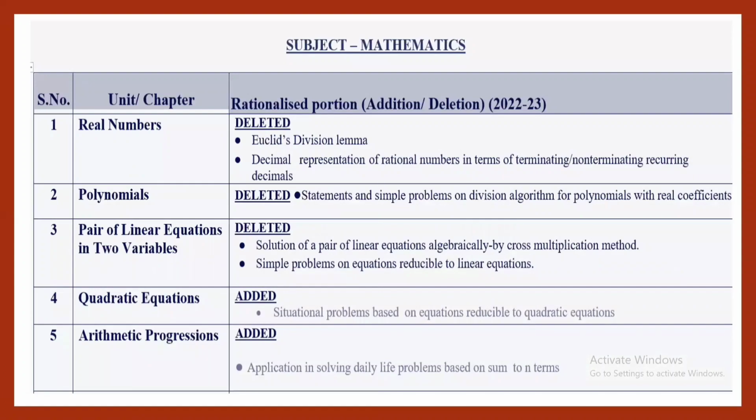Now, if you see, this is the complete list. For real numbers, the deleted portion includes Euclid's division lemma and the decimal representation of rational numbers in terms of terminating, non-terminating, recurring decimals. In polynomials, the statement and simple problems on division algorithm for polynomials are deleted. In the pair of linear equations, the cross multiplication method is deleted, and simple problems reducible to linear equations are also deleted. In quadratic equations, situational problems based on equations reducible to quadratic equations have been added. In arithmetic progression, applications and solving daily life problems based on sum to n terms have been added. These are the two chapters where things have been added.